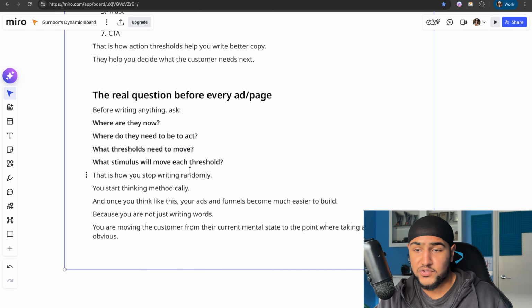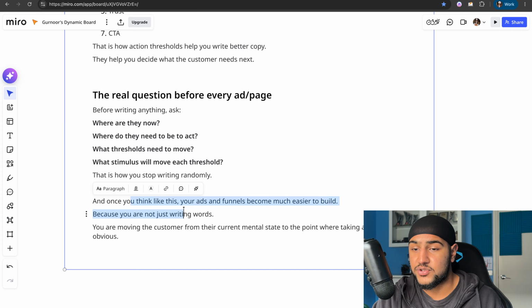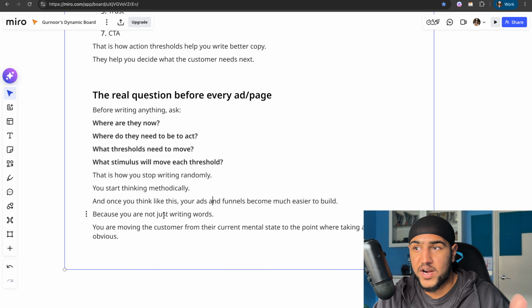And then this is how you stop writing randomly. This is how you start thinking methodically. And once you start writing your ads like this, your ads and funnels become much easier to build because you're not just writing random shit on the page. You're actually moving the customer from their current mental state to the point where taking action feels obvious.